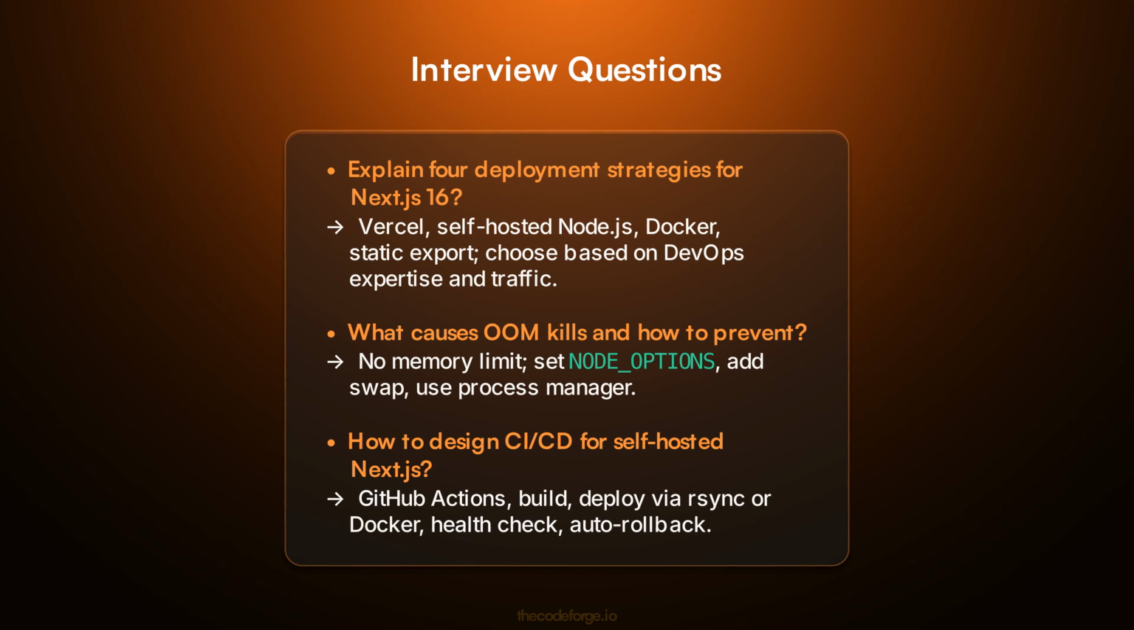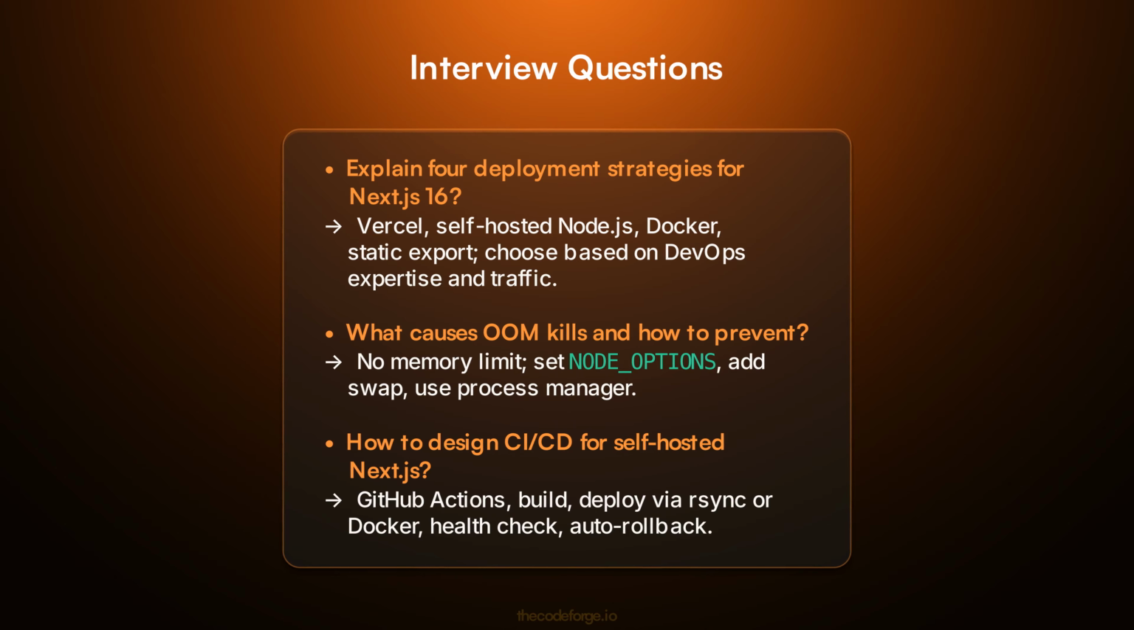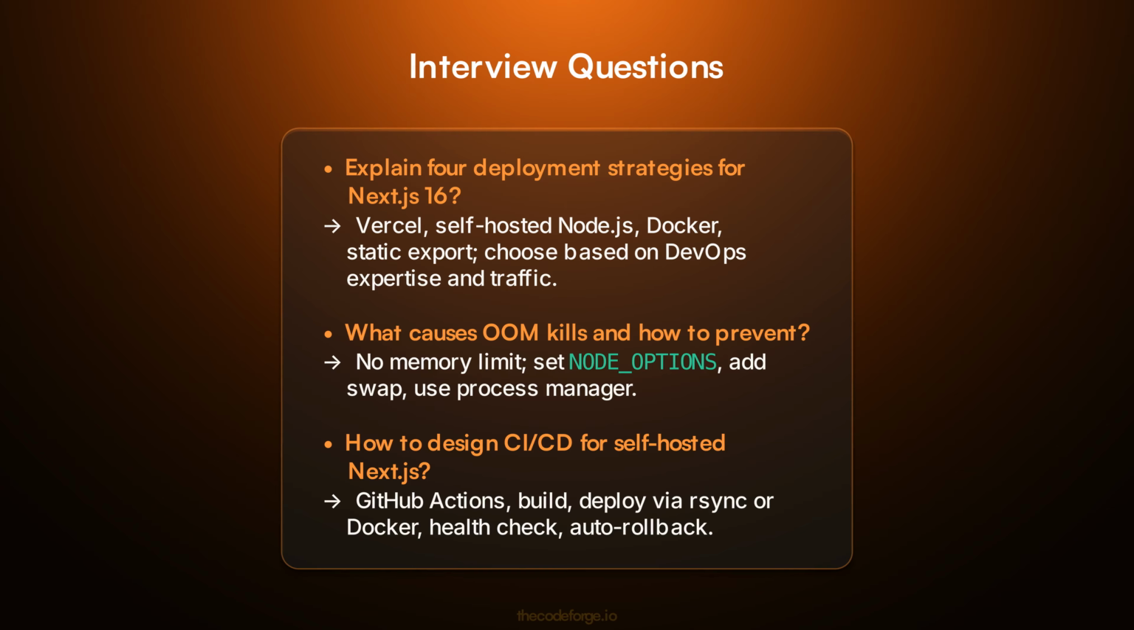Let's run through some common interview questions. Explain 4 deployment strategies for Next.js 16: Vercel, self-hosted Node.js, Docker, static export. Choose based on DevOps expertise and traffic. What causes OOM kills and how to prevent them? No memory limit. Set node options, add swap, use a process manager. How to design CI/CD for self-hosted Next.js? GitHub Actions, build, deploy via rsync or Docker, health check, auto rollback.